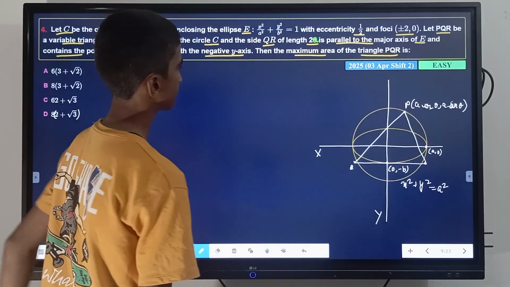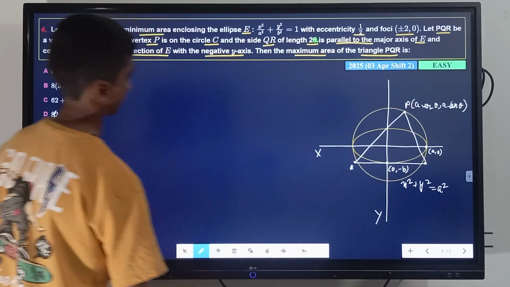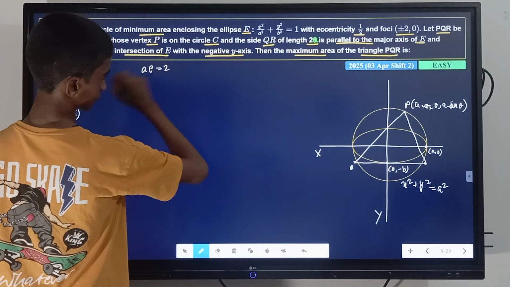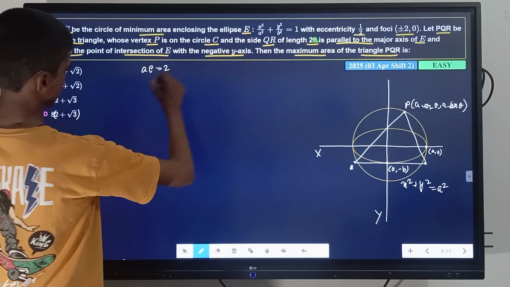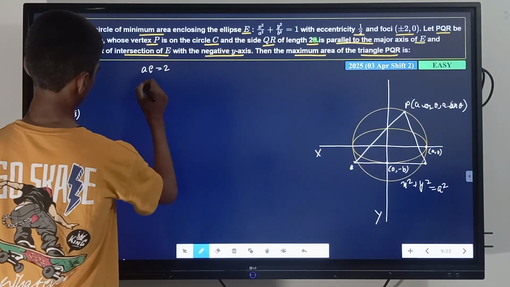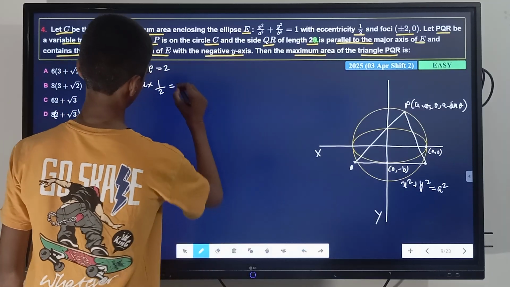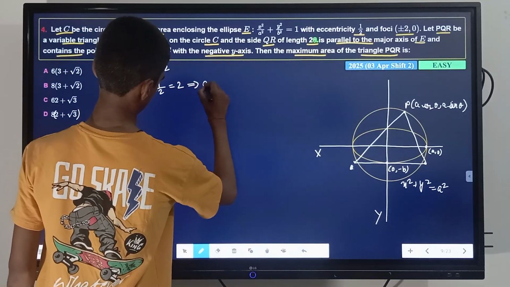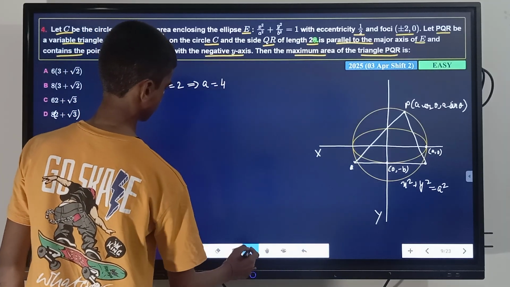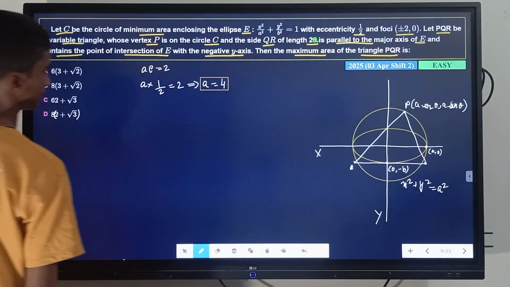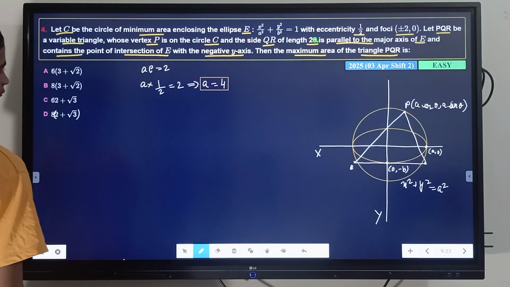Now let's find a and b. Foci are given, so from there ae is equal to 2. Eccentricity is half, a into half equal to 2. From here we will get a is equal to 4.